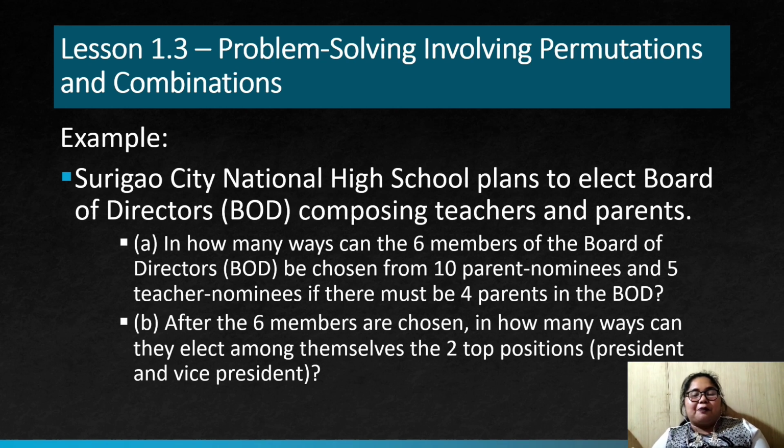Surigao City National High School plans to elect a Board of Directors, BOD, composed of teachers and parents. The first question: in how many ways can the 6 members of the Board of Directors be chosen from 10 parent nominees and 5 teacher nominees if there must be 4 parents in the BOD? The second question: after the 6 members are chosen, in how many ways can they elect among themselves the 2 top positions, president and vice president?